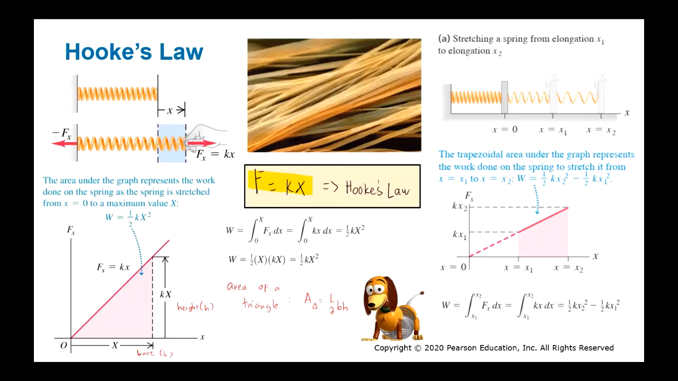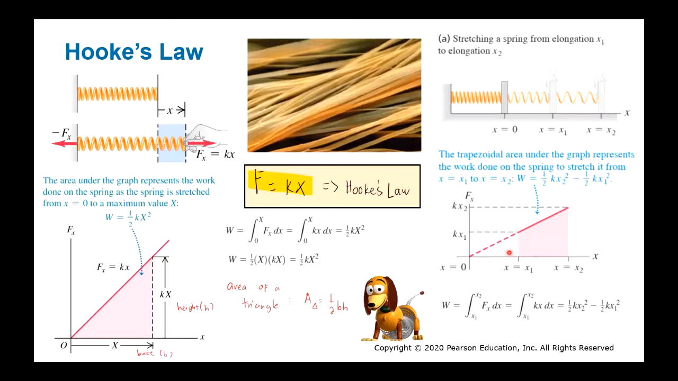multiplied by the total displacement x. Now, what if Slinky was already stretched at a distance shown in this image, and you want to stretch it to a greater elongation at x2? So this is your initial position, x1, and you want to go even further, to x2. That means you just need to integrate from x1 to x2. Substituting Fx dx, you get 1/2 kx2 squared minus 1/2 kx1 squared. You can also use the area of a trapezoid to get the same answer.